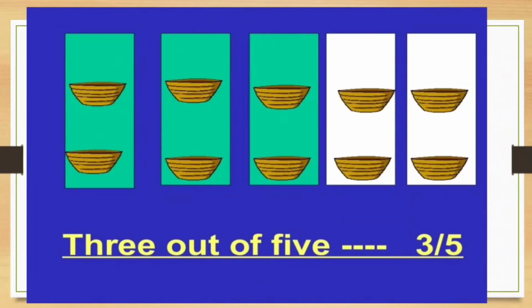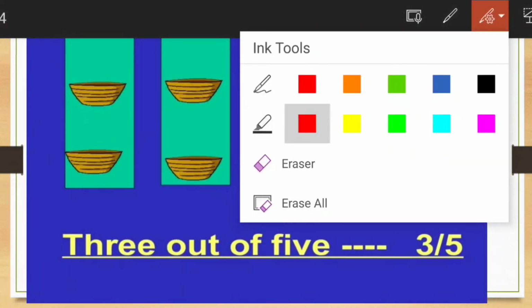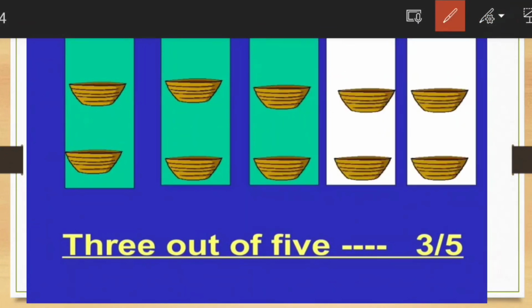Wonderful. So here you can see that there are 1, 2, 3, 4, 5 rectangular shapes, and inside those shapes there are two things kept. Okay. So the total number of rectangular shapes is how many? 1, 2, 3, 4, 5. So the denominator becomes 5. Now we can see what is the difference here. Yes, 3 rectangular shapes are green in color. So we will write here 3 and the fraction becomes 3 upon 5.